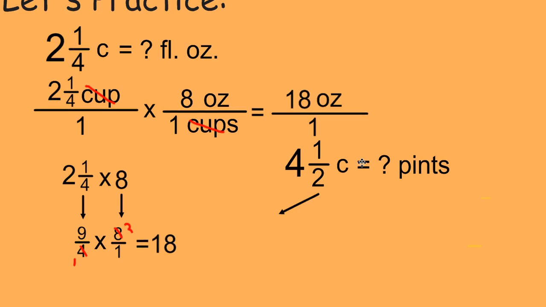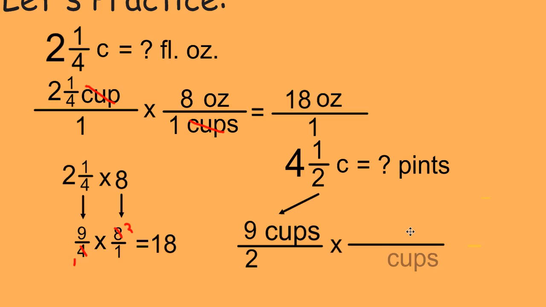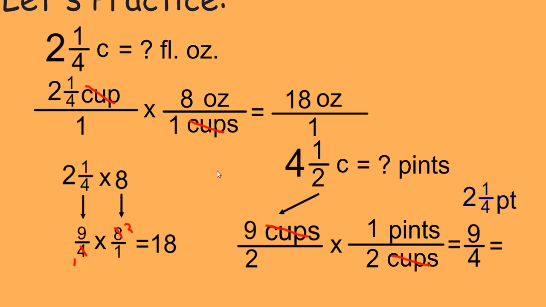On our other example, 4 1/2 cups, we convert to an improper fraction and set up our conversion factor again. 2 cups equals 1 pint, and if we can't cross cancel, we simply multiply across. 9 times 1 is 9, 2 times 2 is 4, and cups will cross cancel, leaving us with our answer 9/4, which is equal to 2 1/4 pints.